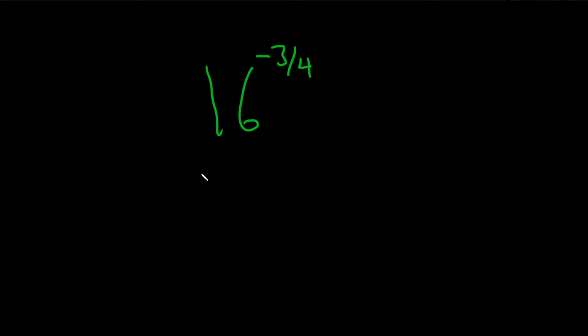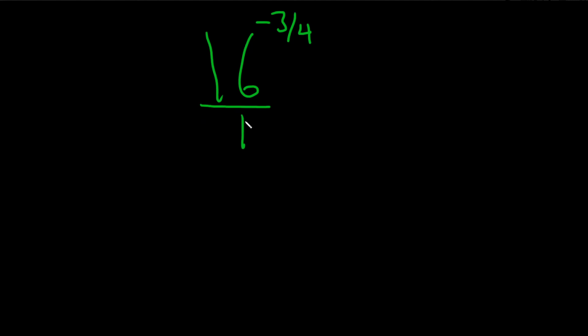Evaluate the expression. So we have 16 to the negative 3/4. So we'll start by getting rid of this negative here. Just realize that this is really over 1. So what we'll do is we'll bring this whole thing downstairs, and that's going to make the exponent positive. So it'll become 1 over 16 to the 3/4.